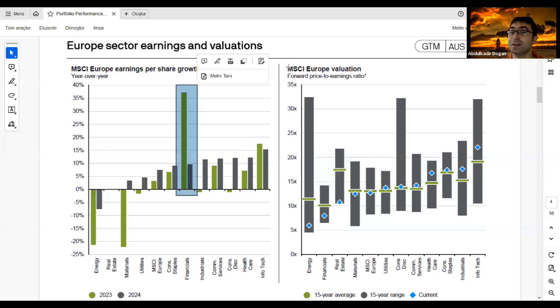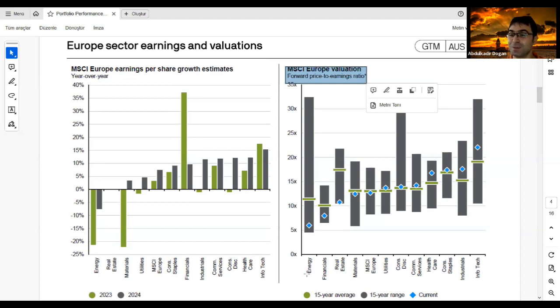And let's look at the price earning ratio for the Europe valuation. The current ratio is just around 6, but the 15-year average is 12 for energy, meaning that the energy sector today is cheap. Okay, you can take a position in energy in Europe. But let's look at this one, real estate. It is again so cheap. The 15-year average is around 18, but today the current ratio is just 12.